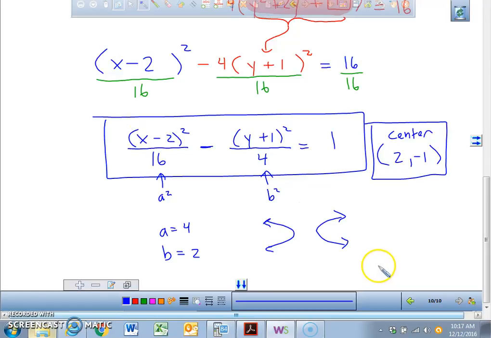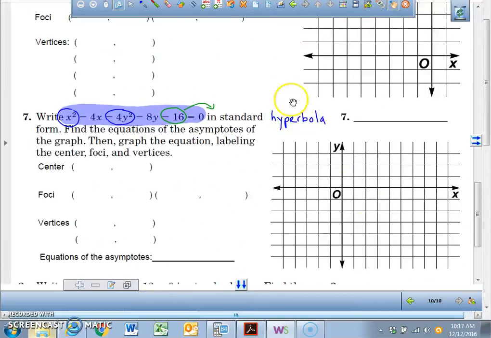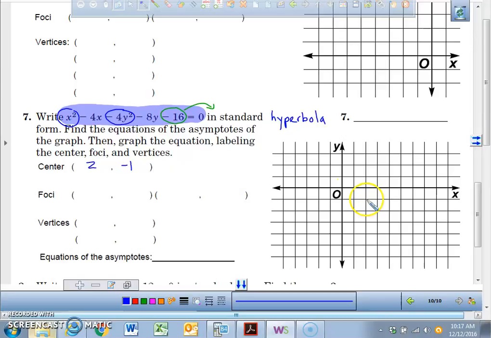All right, so we're going to graph this now. I'm going to scroll up here. We have our equation. I'm going to graph my center. My center is at a 2 and a negative 1. So I'm going to go over 2, down 1. I'm going to put a point right there at my center. I know my a value is what?